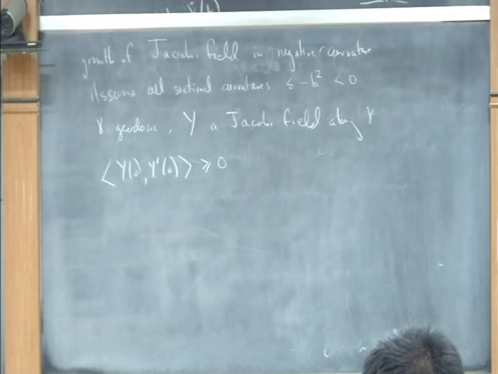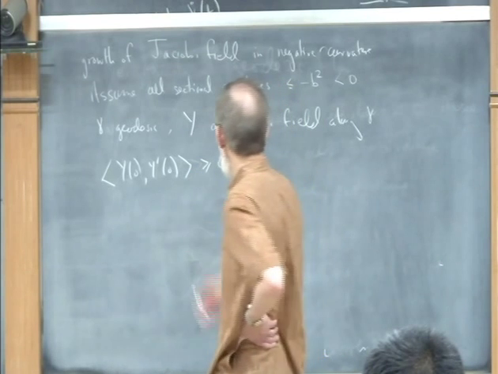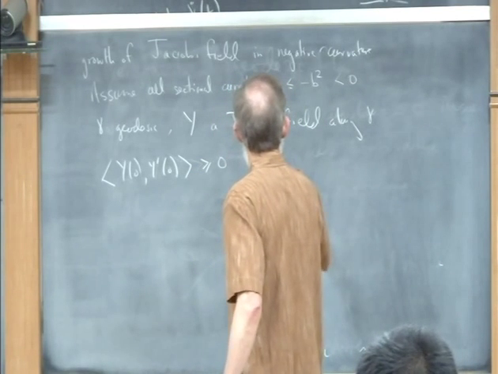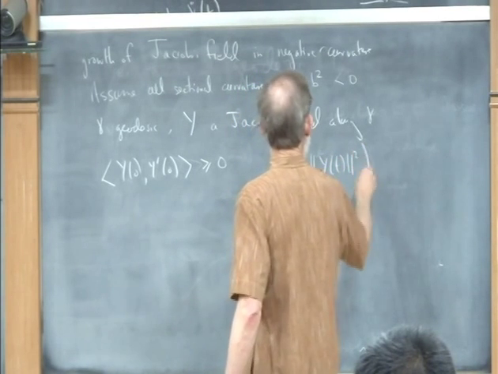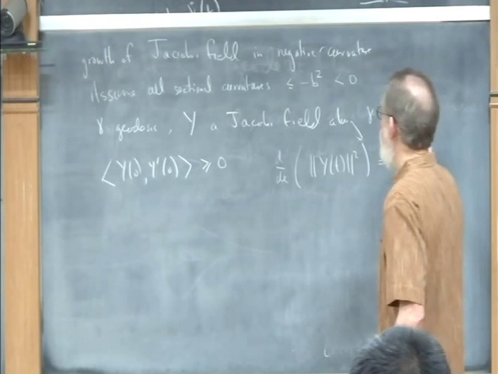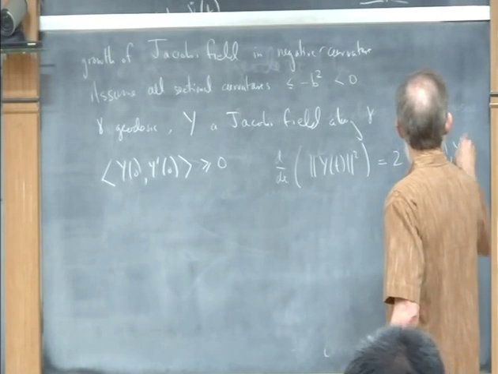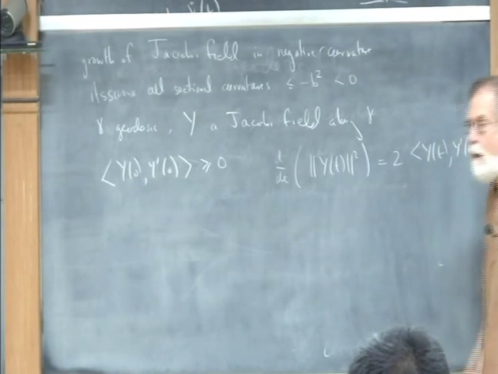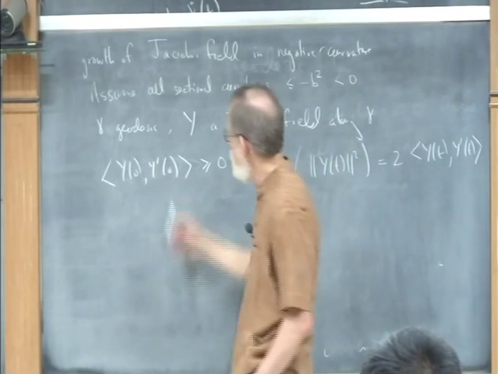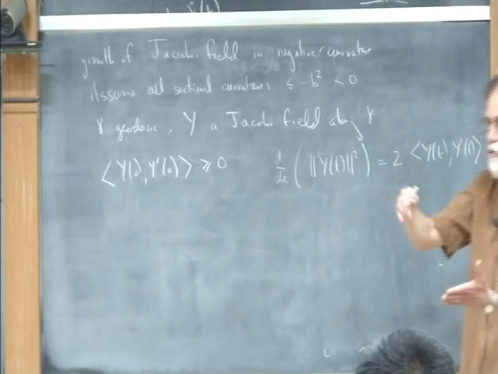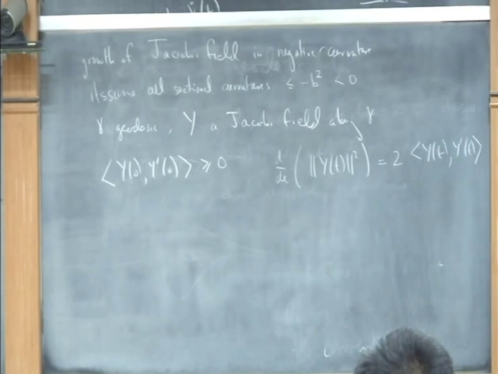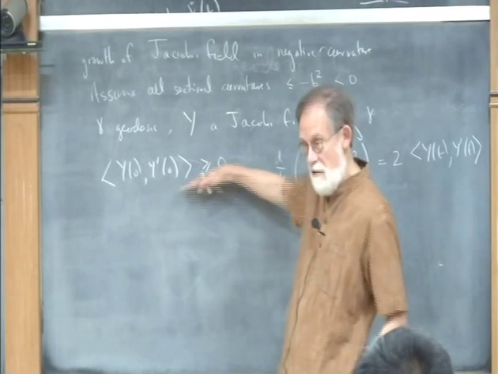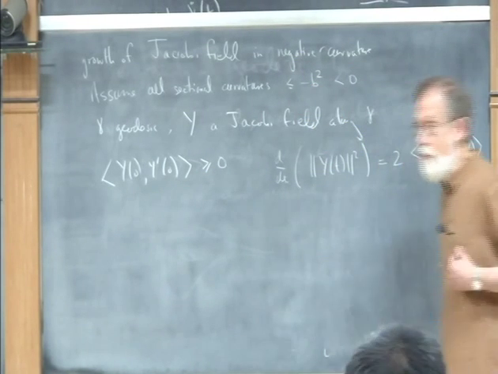And this is not a random thing to look at. One reason to look at it is that if you look at the norm squared of the Jacobi field, its derivative is twice that product. So this assumption says that at time 0 the length of the Jacobi field is non-decreasing. And what we're going to see is that that property persists, and in fact the length grows exponentially.